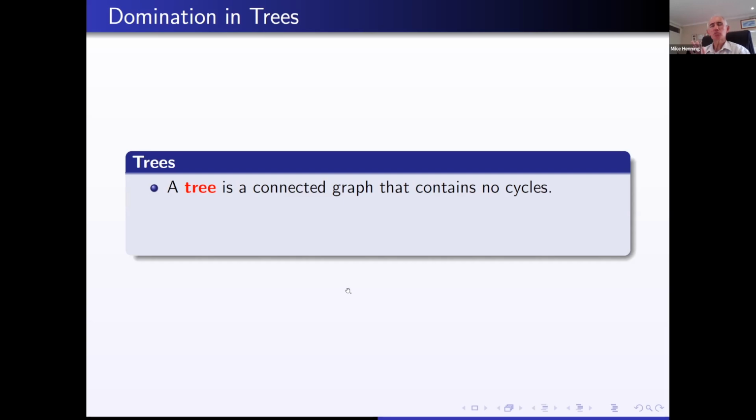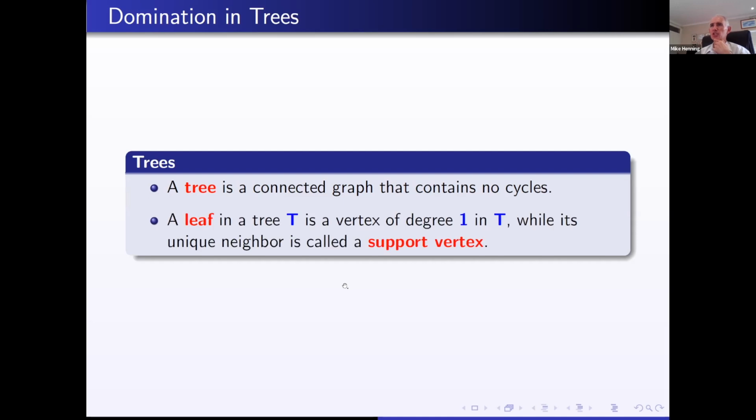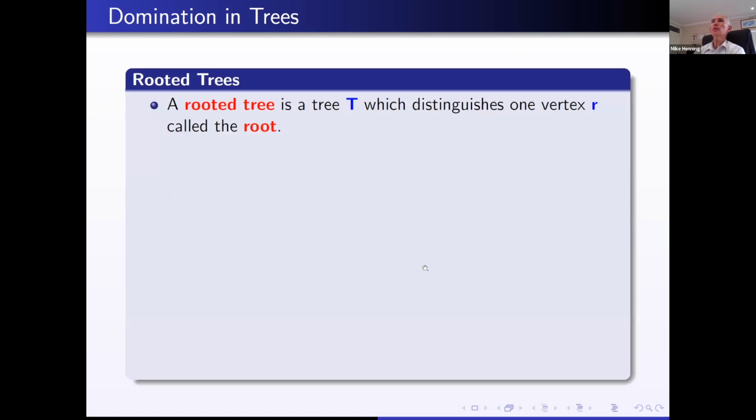So remember, trees are connected graphs with no cycles. In this algorithm we're going to root the tree, which I'll come to in a moment. A leaf is a degree 1 vertex, and its unique neighbor is a support vertex. What we're going to do is root the tree: we distinguish one vertex, pick any vertex, lift the tree up by the root and dangle everything down, and we'll have different levels depending on their distance from the root.